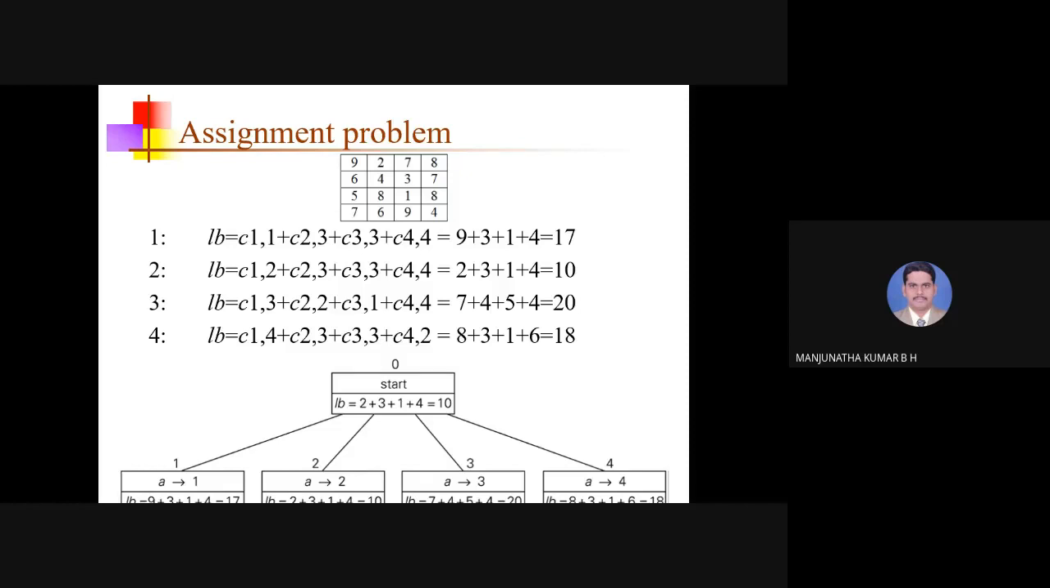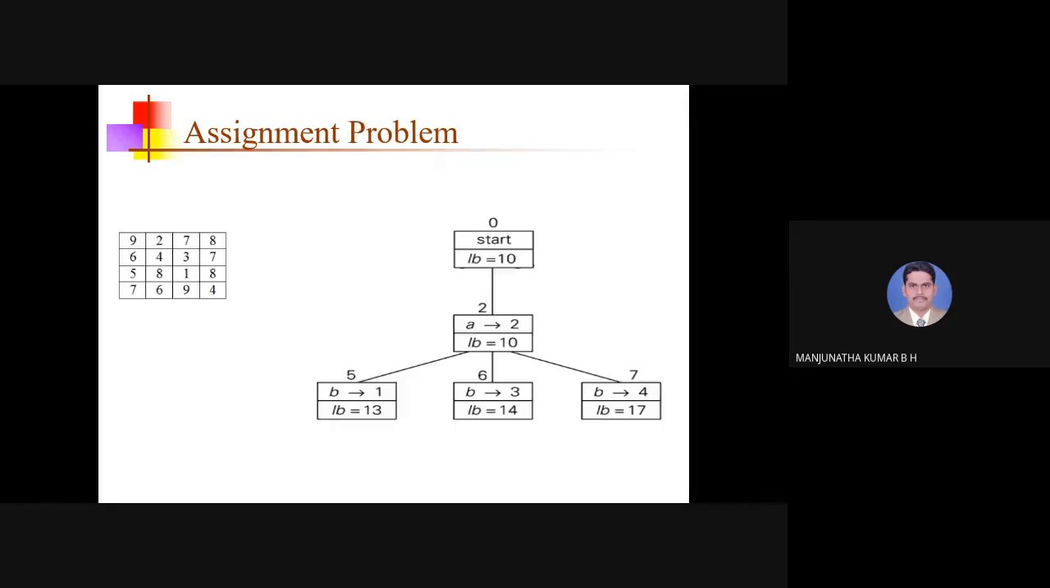Once I start exploring node 2, one job assignment is fixed. What is that? Job 2 assigned for person A. It is fixed now. So you are not supposed to assign any more job to person A, or assign job 2 to any other person. Now I am going to explore node 2 in the next slide.